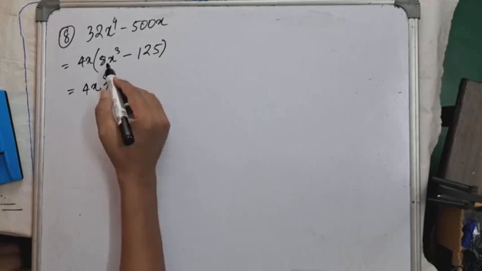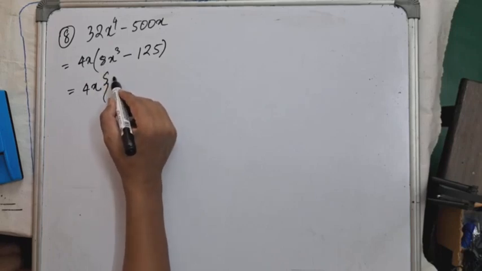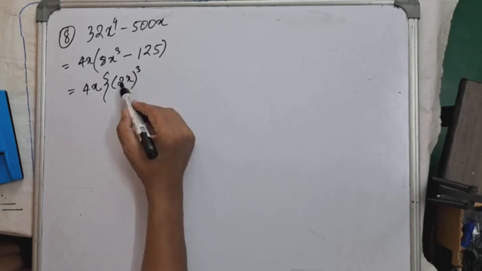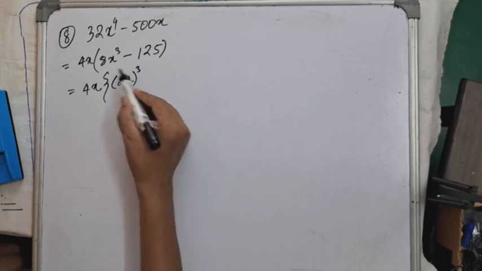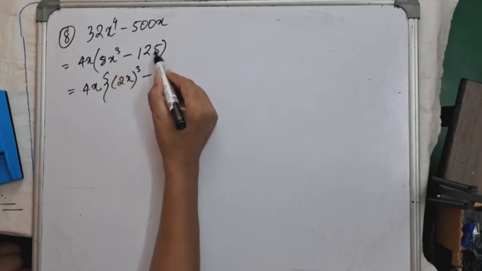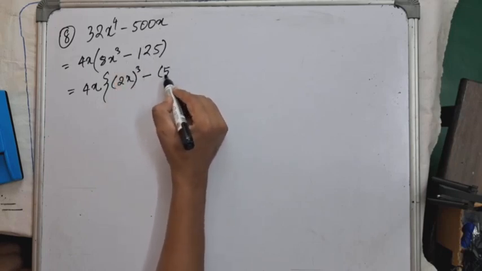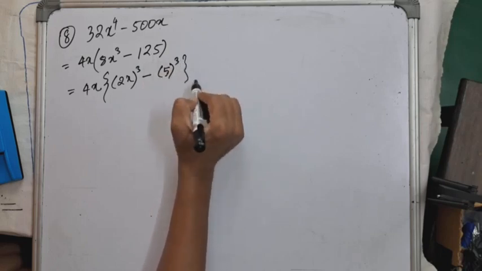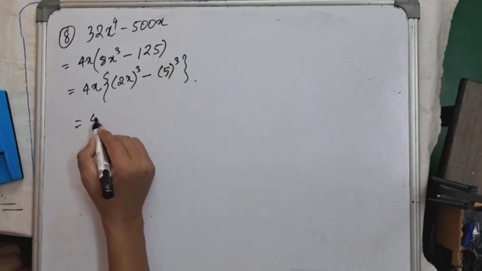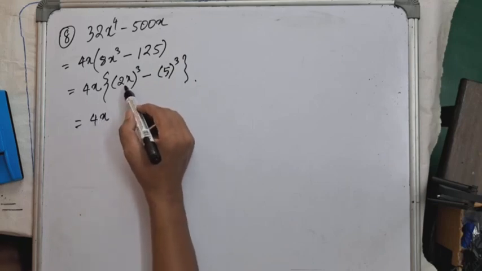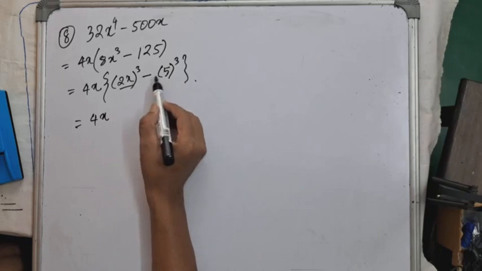After that 8x cube we can rewrite as 2x whole cube. This cube is for both the numbers 2 and x. 2 cube is 8, x cube is x cubed, minus this 125 means 5 cubed. 5 cubed will give us 125. 4x we copy as it is. After that we apply the formula a cube minus b cube. a cubed minus b cubed.